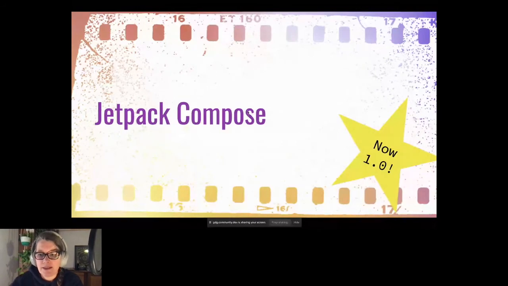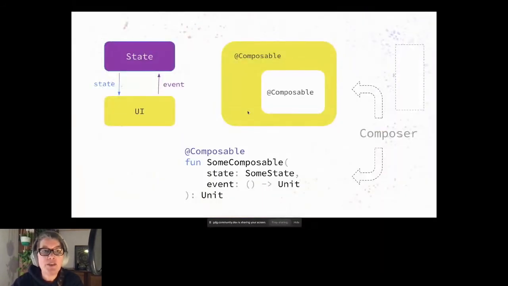Okay, I'm going to give you a quick overview. So I'm going to refer to the old XML view system as Android Classic, and I'm going to refer to Compose, obviously, as Compose. And I've figured it out that the old system is going to be in purple and the Compose part is going to be in yellow, just so that we don't get muddled.